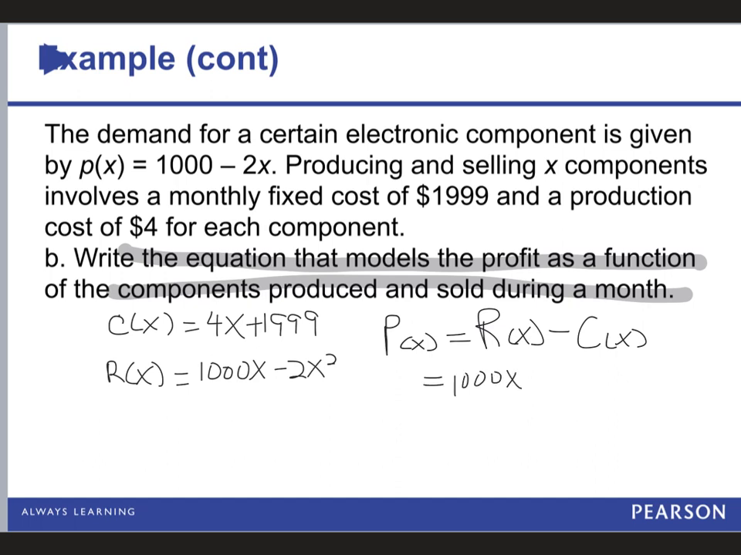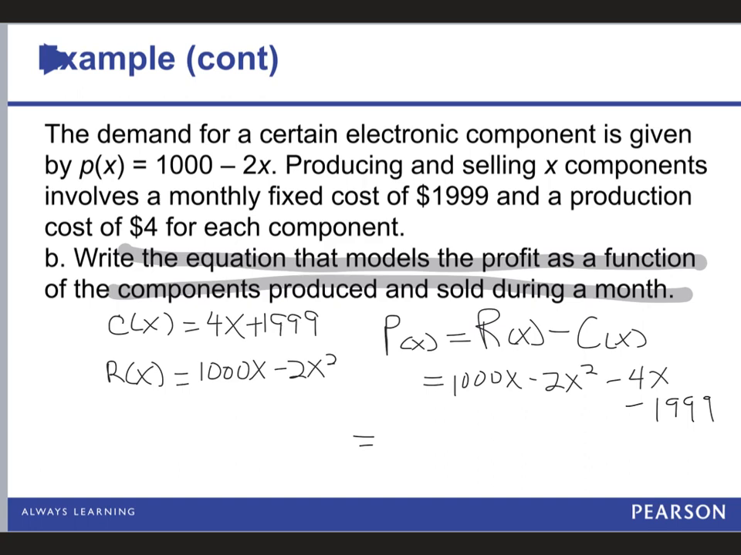So we're going to have 1,000x minus 2x squared. That's our revenue. And we're going to subtract from that 4x. So notice we have minus 4x. And then we also have to subtract 1,999. Remember, both of these are going to become negative because I'm subtracting the entire thing. If you make a mistake at this, most likely it's going to be a sign error. So I'm going to write minus 1,999.